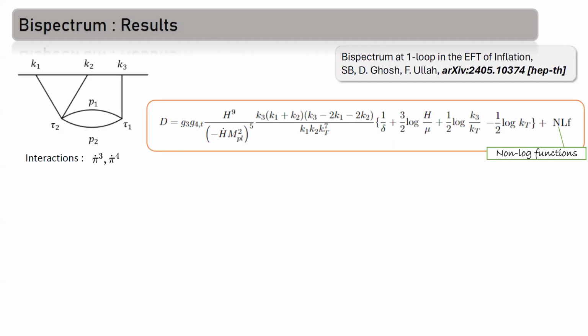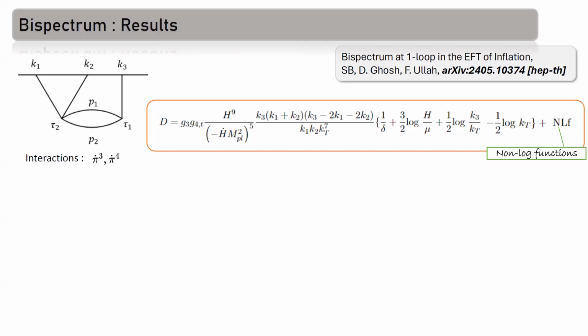Right, so here is the result of one of the computations where we compute this diagram with a pi^4 and pi^3 interaction. This is the result. Notice you have 1/delta because this is an unrenormalized correlator. You have log of ratio of physical scale, log of ratio of comoving scale, and a log kt. Now with appropriate powers of mu, this log kt would actually be log kt/mu.